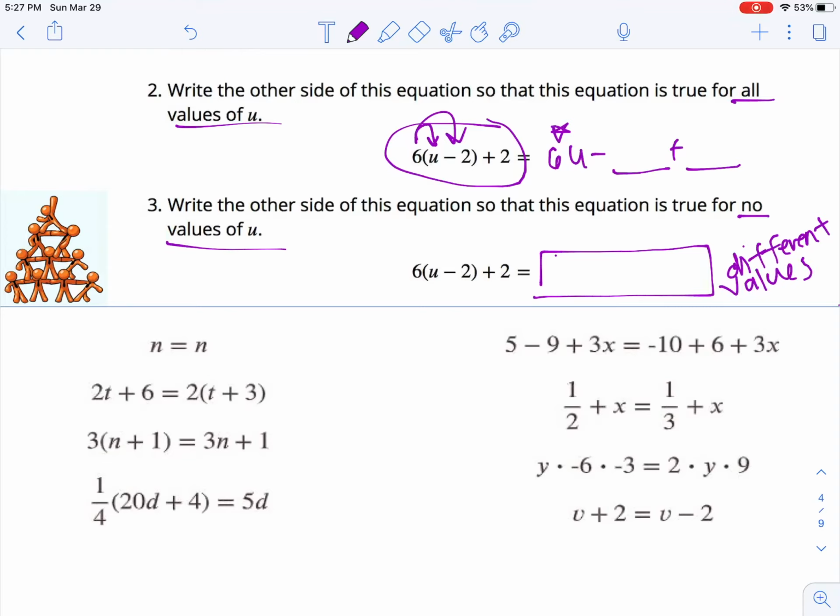So you could have, let's say, you distribute it, right? You're like, okay, that's 6u minus 12 plus 2, but I want to change it up just enough. So I could say maybe I'm just going to make this side 6u minus, I don't know, 8. That would be different, right? Because it's not the same as 6u minus 10. So whatever you plug in, it wouldn't be equal, right? So I pretty much did that for you, but I hope you get the idea.